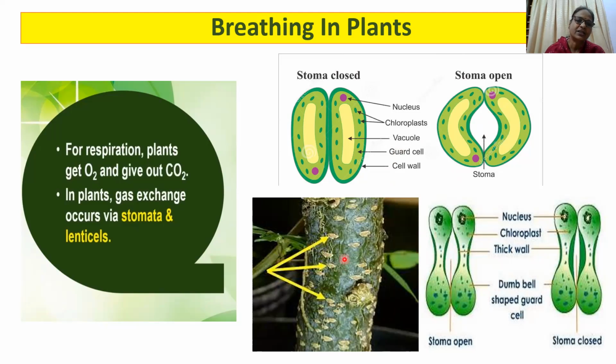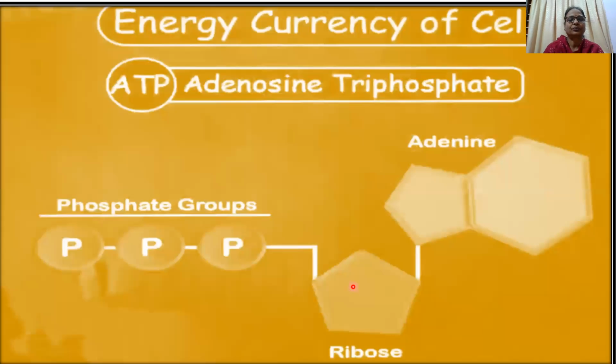Other than stomata, one more organ is the lenticels, present on the stem surface, leaf surface, and on the surface of fruit. They are absent only on the roots. On most of the parts, these lenticels are present, through which gaseous exchange occurs. And the plants take in oxygen and give out CO2, which is a product of respiration.